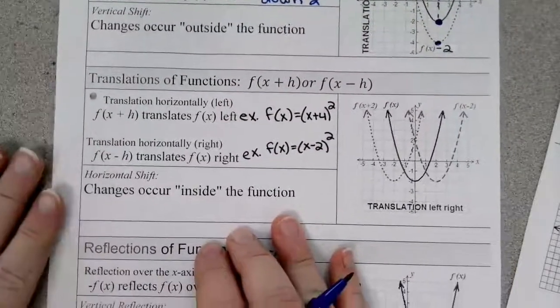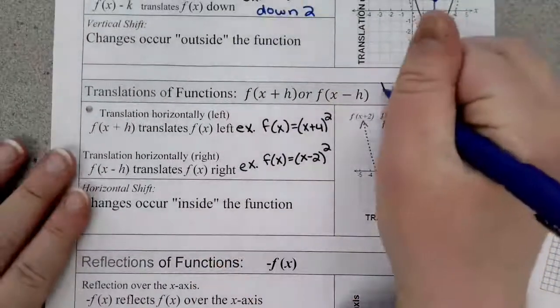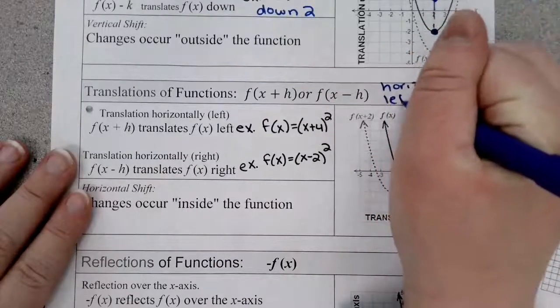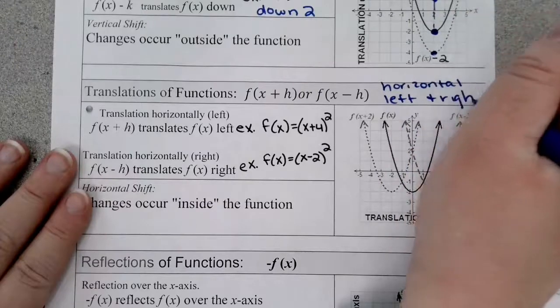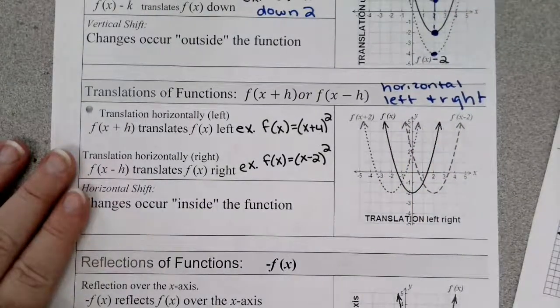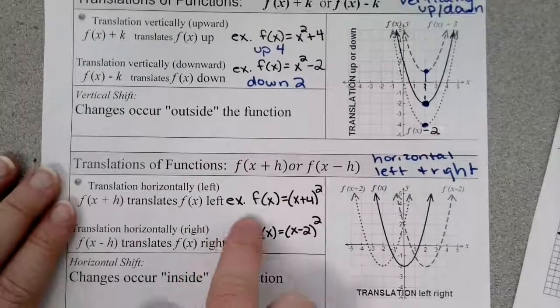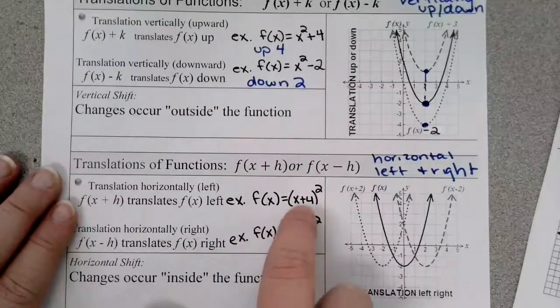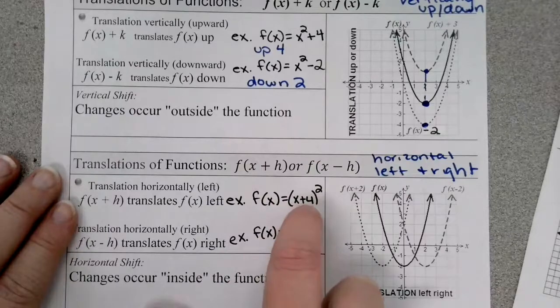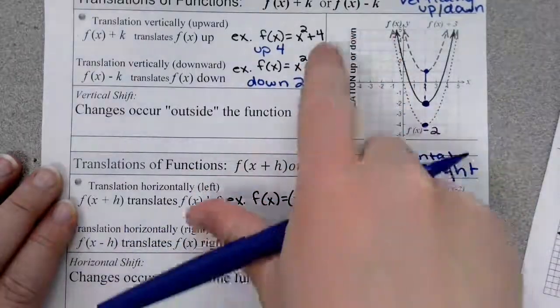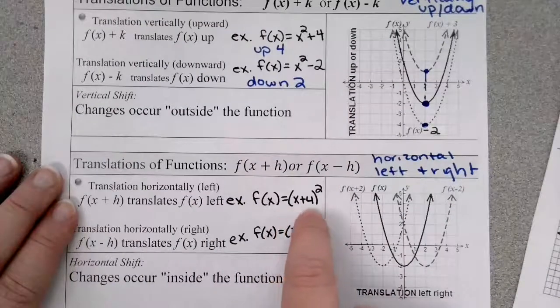Now the other one you're going to learn about today is the horizontal movement, which is left and right. This occurs inside the function, and if I look at both, x plus 4 is inside the parentheses, connected to the x. This plus 4 is outside. So there are two different types of movement occurring. Whenever it's connected to the x, it's going left or right.